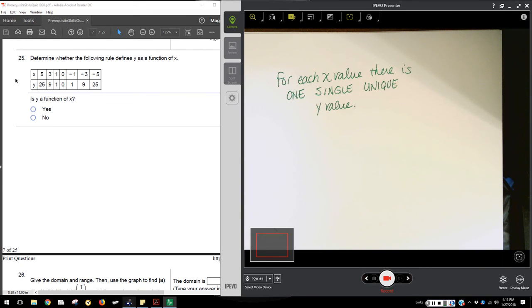So the first thing you want to do here is look at your x values. And I've got 5, 3, 1, 0, -1, -3, -5. Well, all of those are different. So it doesn't matter that 5 maps to 25 and -5 also maps to 25. That's a repeated y value that goes to different x values, and that's just fine. 9 can go to 3 and -3 because 9 is the partner for x. These are different x values. So as long as your x values aren't repeated, then this is a function, and your answer to that question is yes.